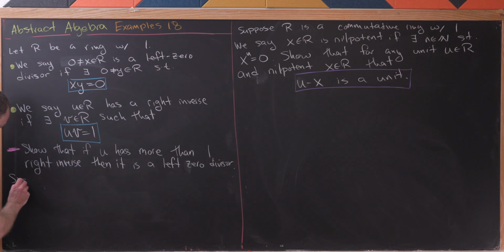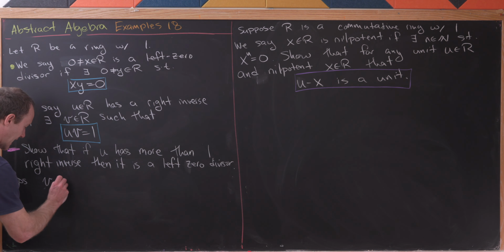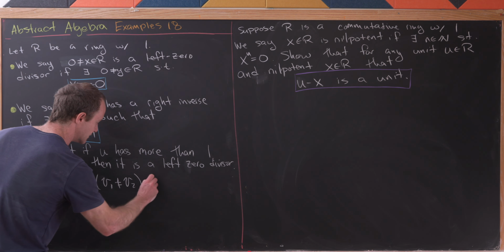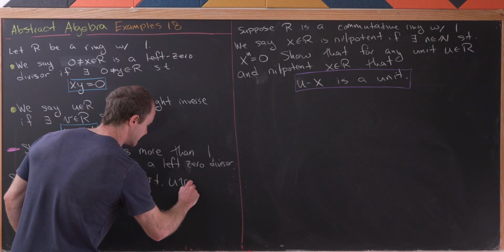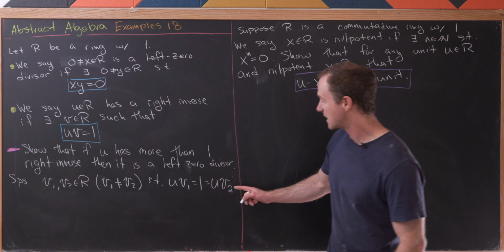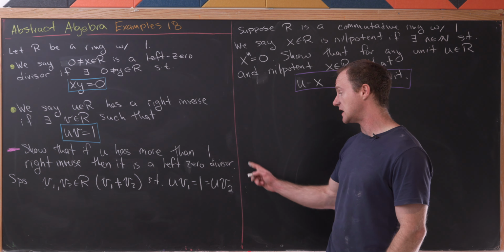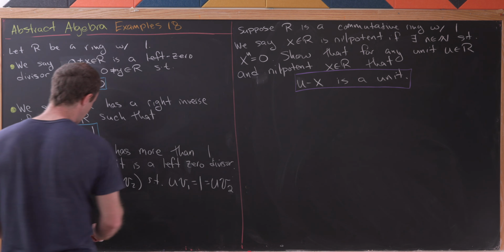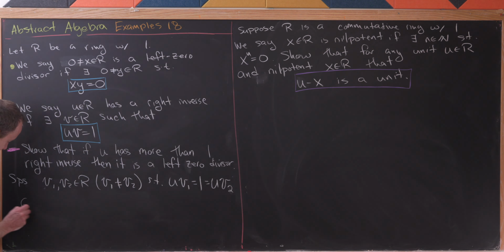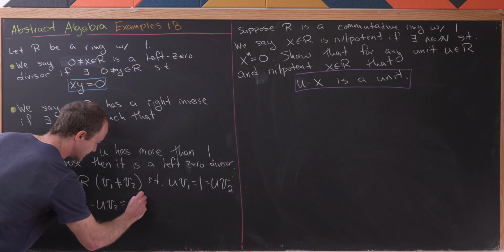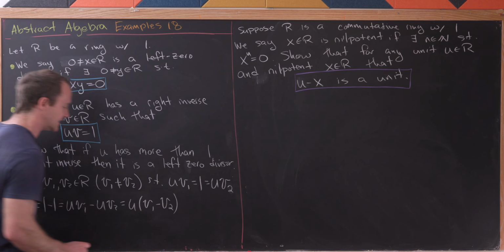So let's suppose that we have V1 and V2 in R, with V1 not equal to V2, such that U times V1 is equal to 1, and that's also equal to U times V2. So in other words, these are two unequal right inverses of U. Okay, but now it's fairly simple. It just uses the fact that 1 minus 1 is 0. So like I said, 0 is the same thing as 1 minus 1, which is U V1 minus U V2, which is U times (V1 minus V2).